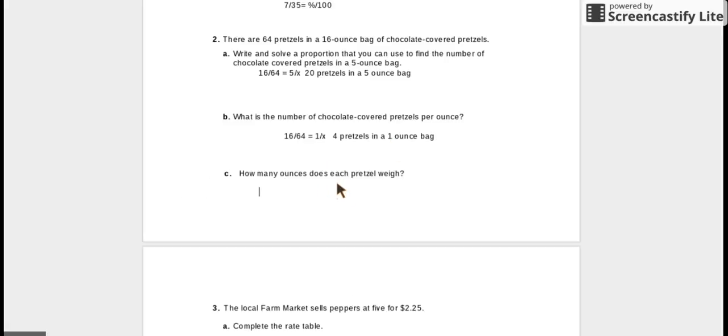And I do the same thing. I multiply the partners, 64 times 1, which just gives us 64. And then that divided by the loner, 16. So 64 divided by 16 gives us 4. And what that means is there are 4 pretzels in a 1-ounce bag. Again, that's a unit rate because we have that number 1 right there, because we're comparing something to one of something else.